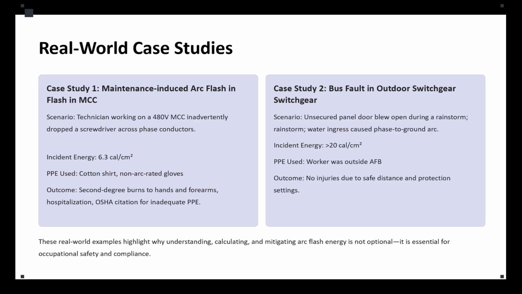Now, the first case study. The scenario is a technician was performing maintenance on a 480 volt motor control center. During the process, he accidentally dropped a screwdriver, which fell across two energized phase conductors, causing a phase-to-phase arc. Okay, this kind of scenario is unfortunately very common and normally happens during breaker testing, voltage checking, or component replacement. Okay, now let's break it down step by step.